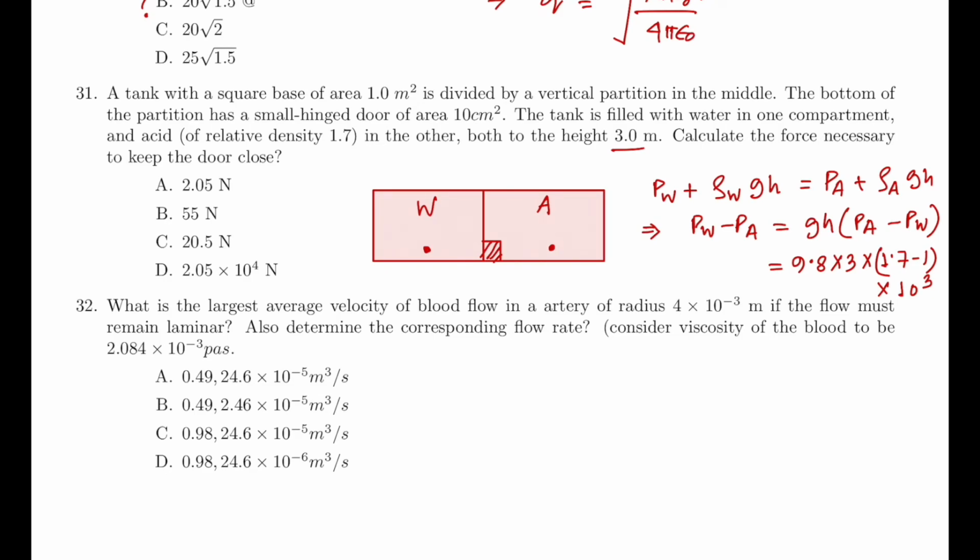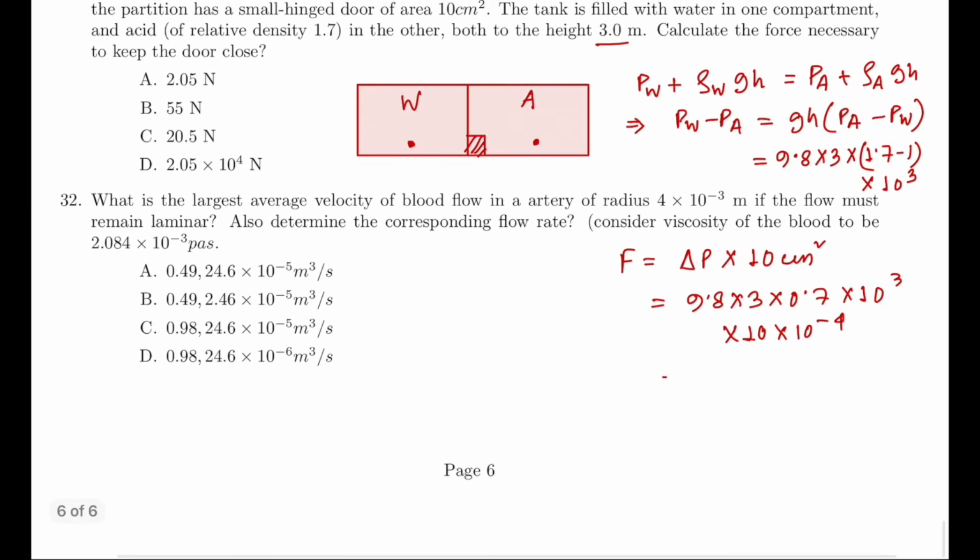and the force that is acting on the door because of the pressure difference is delta P into 10 centimeters square, that is 9.8 into 3 into 0.7 into 10 to the 3 into 10 into 10 to the minus 4, and it would be 20.5 Newton, option C.